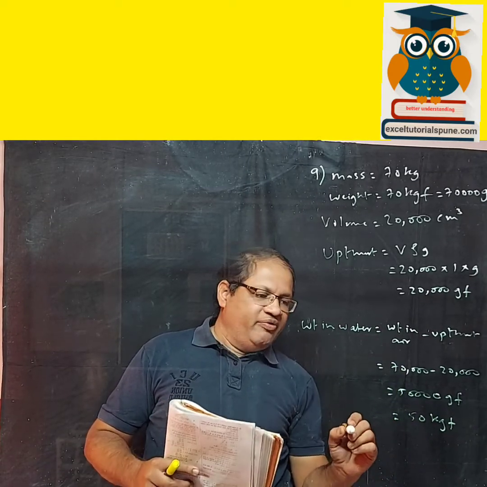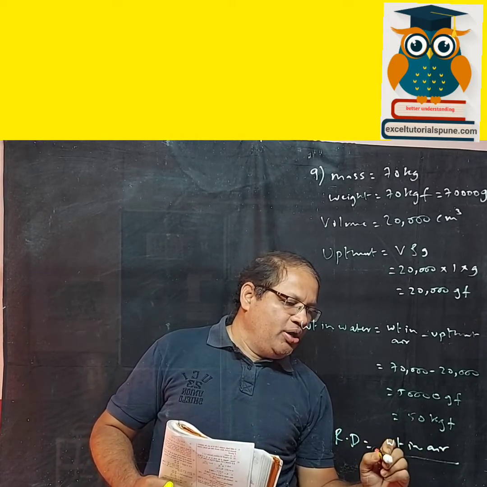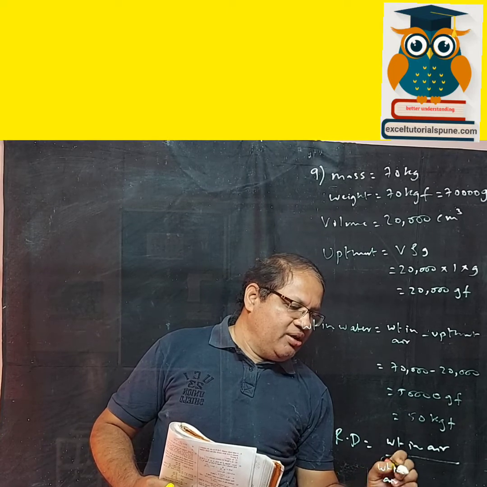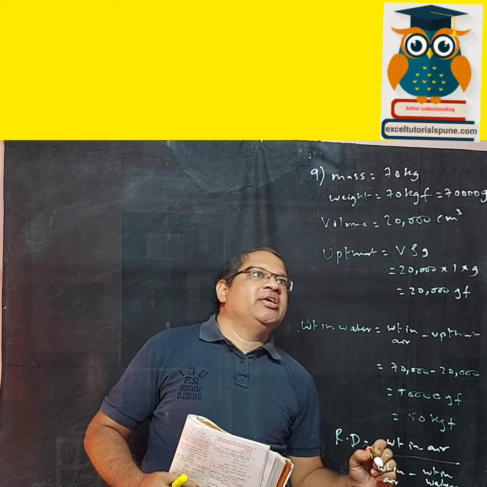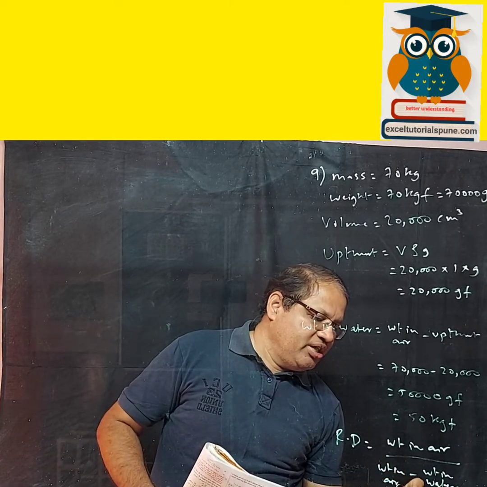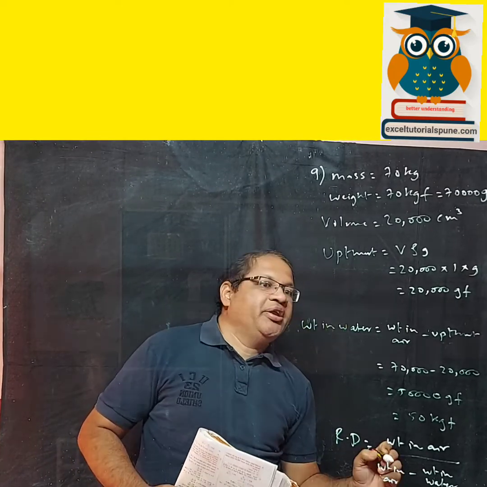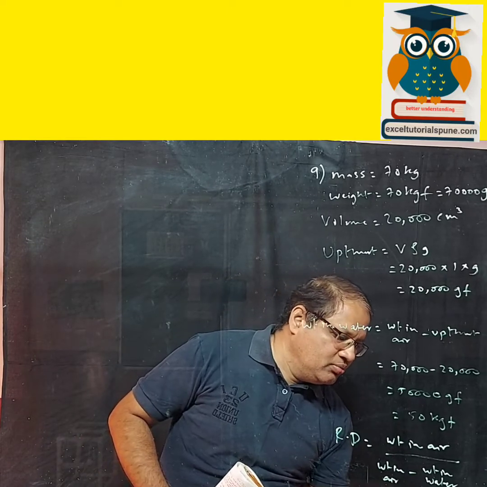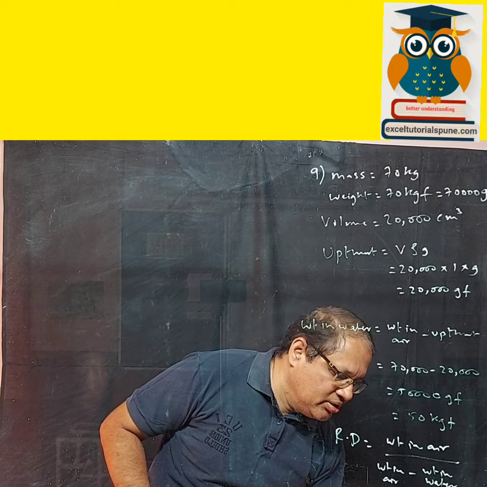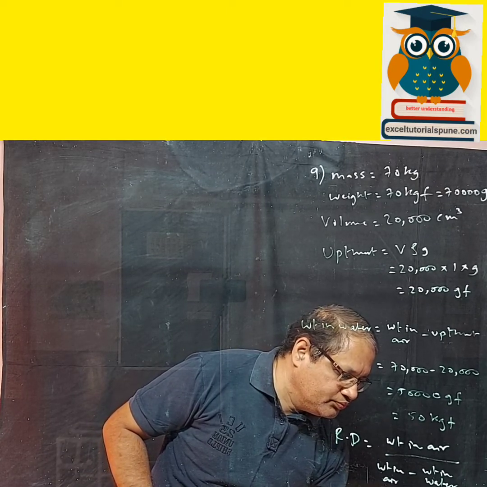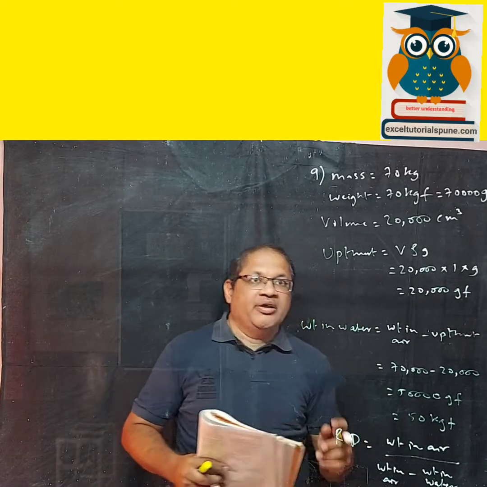Now we have to find out the relative density. Relative density is equal to weight in air upon weight in air minus weight in water. So weight in air is 70,000. Weight in air minus weight in water, that is 50,000. That is 70,000 minus 20,000. That is 3.5. Alright, this answer is correct.